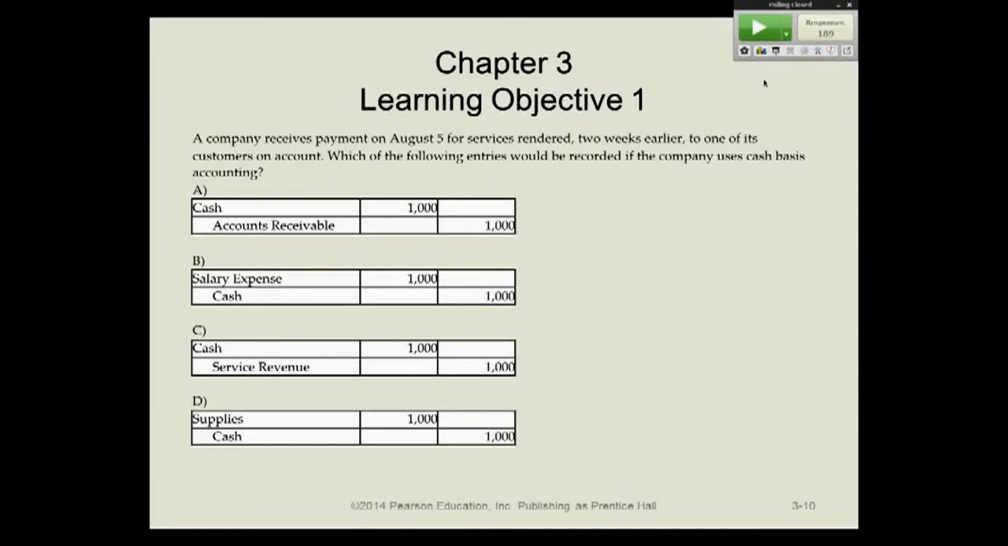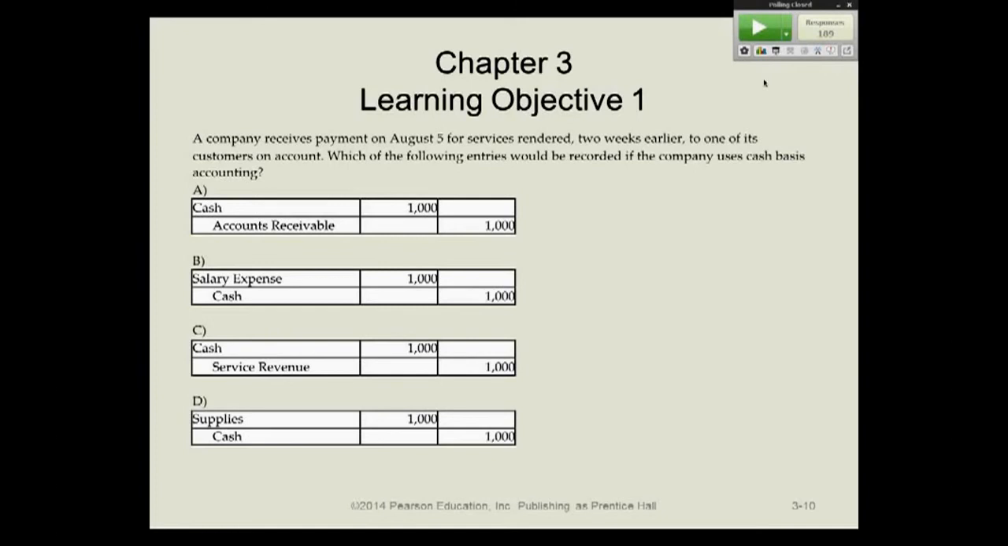Very simply, you collected $5,000 for work you did a couple of weeks ago. How do you record it under the cash basis? In A, do you debit cash, credit accounts receivable? In B, do you debit cash, credit salary expense? Debit salary expense, credit cash. In C, do you debit cash, credit service revenue? And in D, do you debit supplies and credit cash?